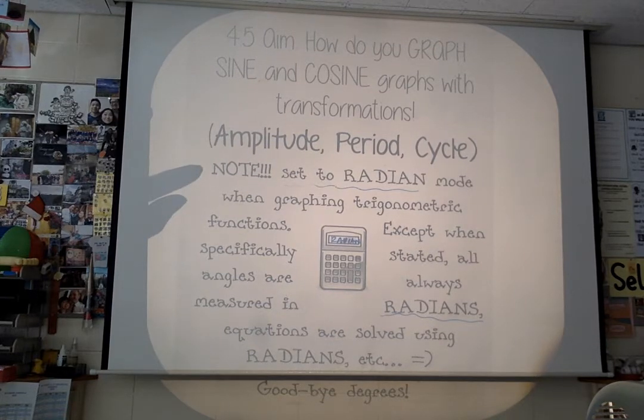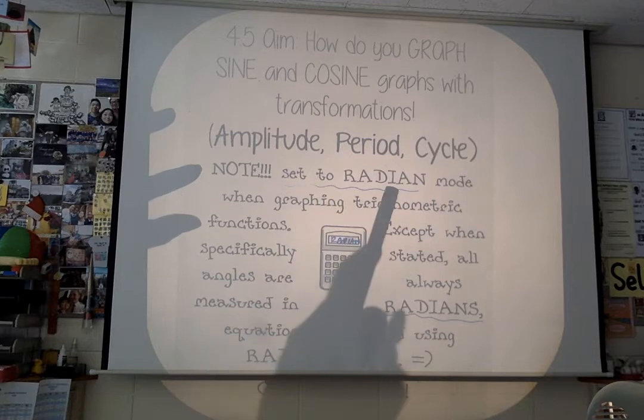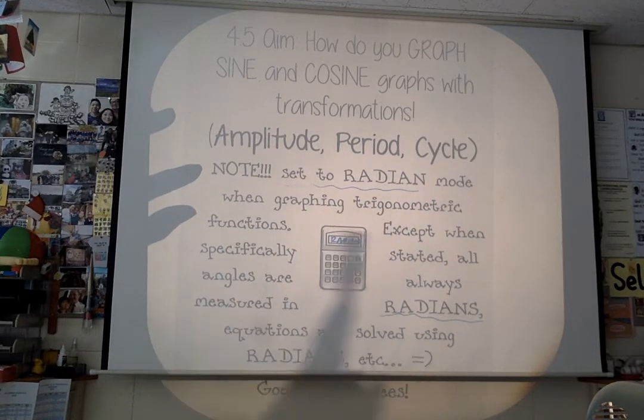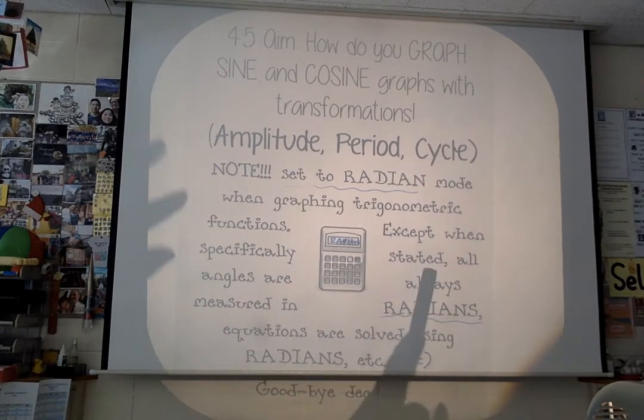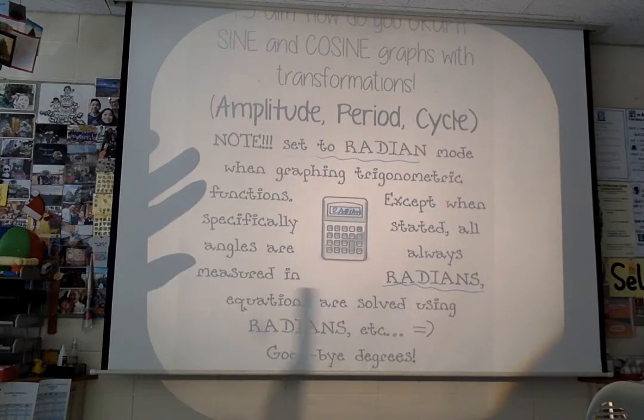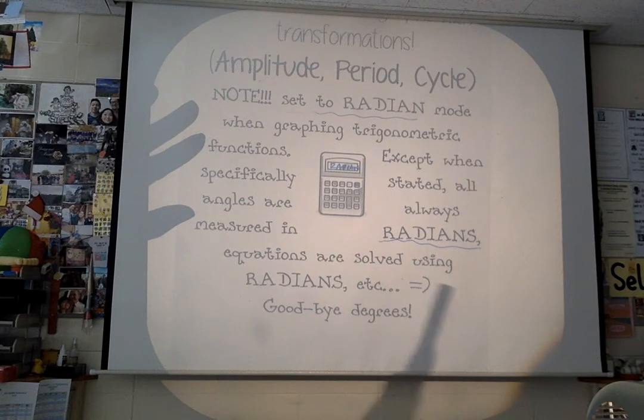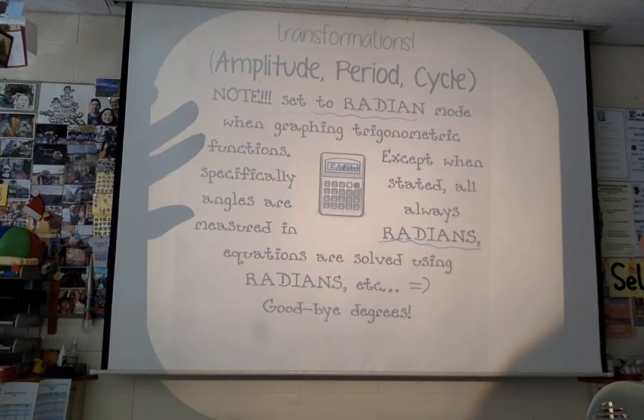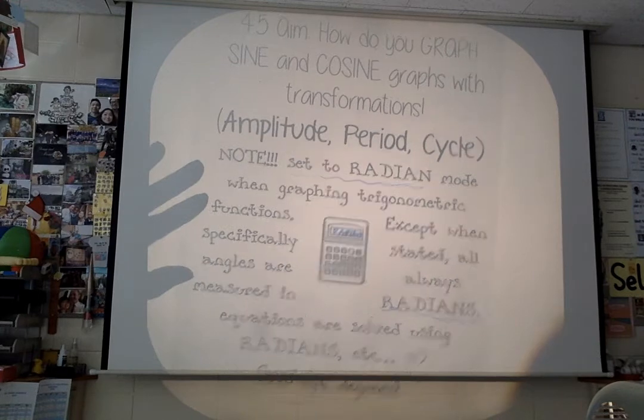First, read over this note, please. Set everything to radian mode when graphing trig functions, except when specifically stated. All angles are always measured in radians. Equations are solved using radians, etc. Goodbye, degrees, all right? So make sure, as we start graphing, everything's in radians.